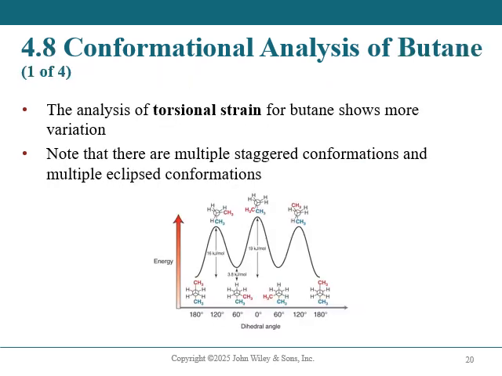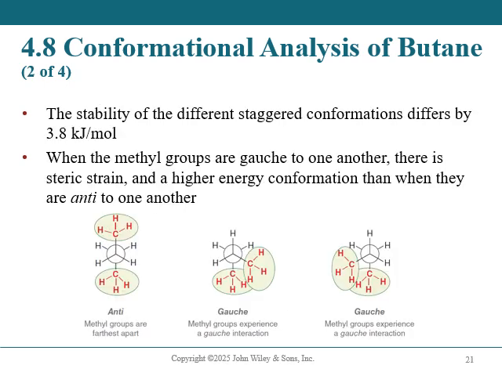For butane, we see the same thing. However, we see a little bit more variety, because when your methyl groups are actually finding each other, then you get a maximum of 19 kilojoules per mole increase in energy. Every other time you have only 16 kilojoules per mole. That will be the torsional strain. The stability of the different staggered conformations differ by 3.8 kilojoules per mole.